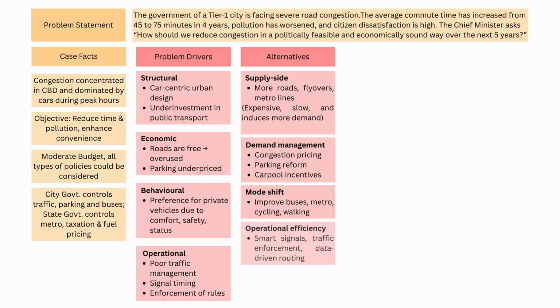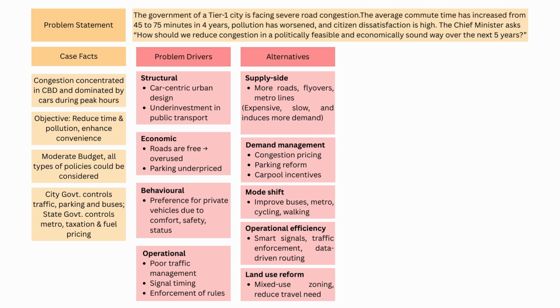The fourth option is operational efficiency. Smart traffic signals, better enforcement, and data driven routing can deliver quick wins at relatively low cost. The fifth option is land use reform. By promoting mixed use zoning, cities can reduce the need for long commutes altogether. The best trip is often the one you don't need to make.